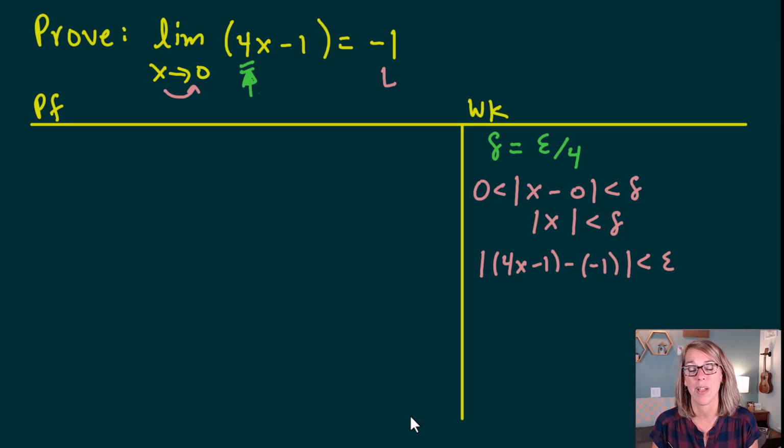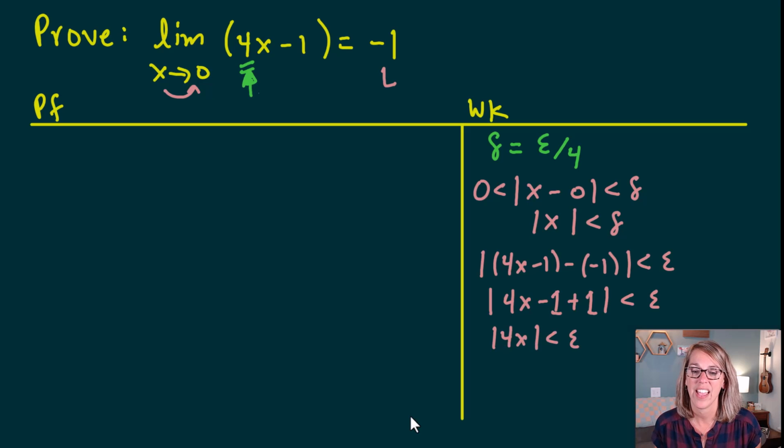Now I know in my proof I'm going to need to work from this statement, so I'm going to continue cleaning this guy up. So as I continue to clean this up, I get absolute value of 4x minus 1 plus 1 is less than epsilon. These are 1s, and that's absolute value is less than epsilon. So we get absolute value of 4x is less than epsilon, and there is our absolute value of x less than epsilon divided by 4, and this absolute value of x right here matches with the absolute value of x right there. We are ready for our proof.